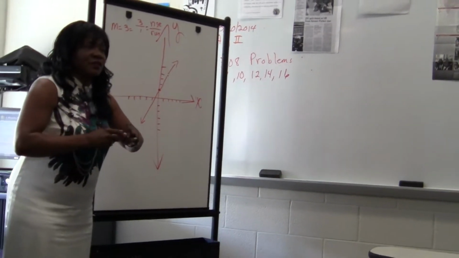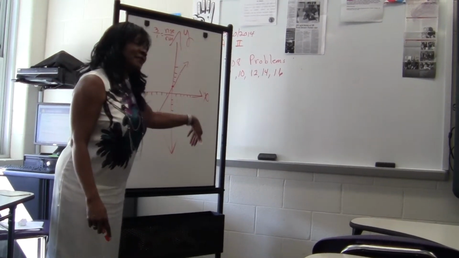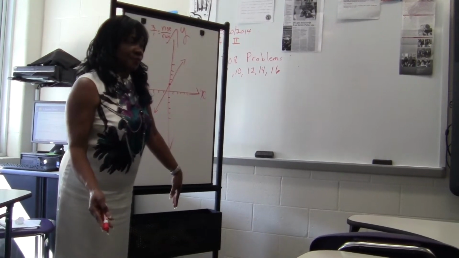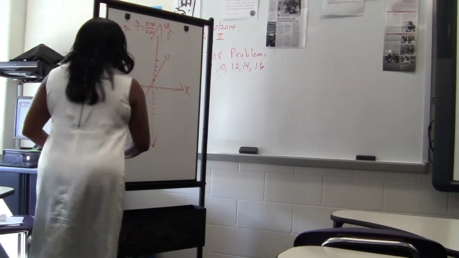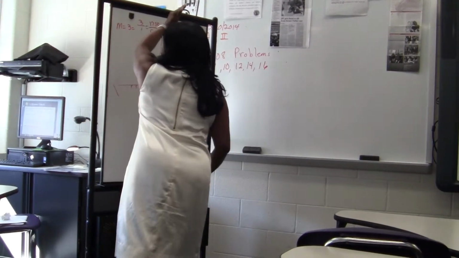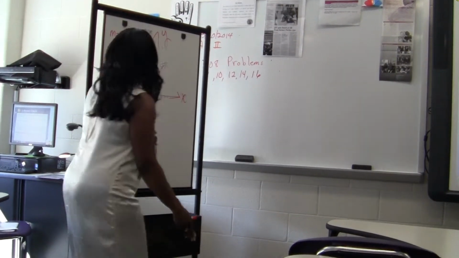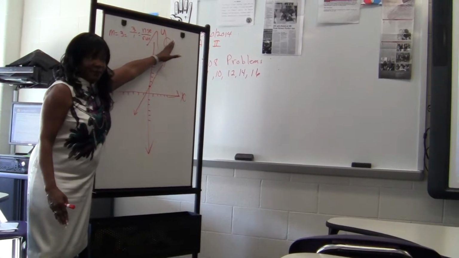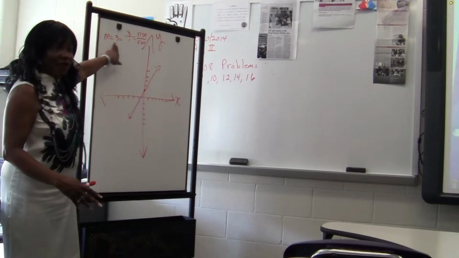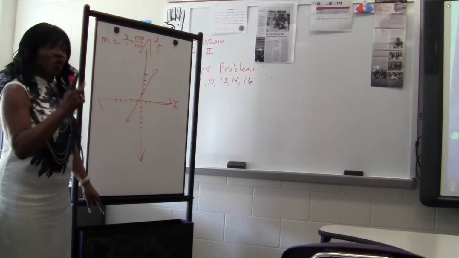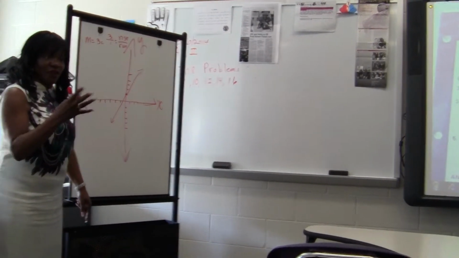Here's a question for you, Mr. Smith. Listen to me. Is this a positive slope or a negative slope? Positive. Hallelujah. And does it rise from the left to the right, or does it fall from the left to the right? Rise. Very good. It's rising from the left to the right. So therefore, it is a positive because I do not have a negative sign in front of that 3. Very good. Any questions? Taylor, you got it, baby? You feeling it?